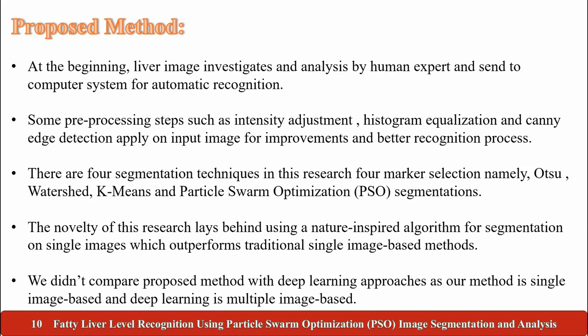At the beginning, for the proposed method, the liver image is investigated and analyzed by a human expert and sent to the computer system for automatic recognition. Some pre-processing steps such as intensity adjustment, histogram equalization, and Canny edge detection are applied on the input image for improvement and a better recognition process. There are 4 segmentation techniques, namely also K-means, watershed, and PSO.